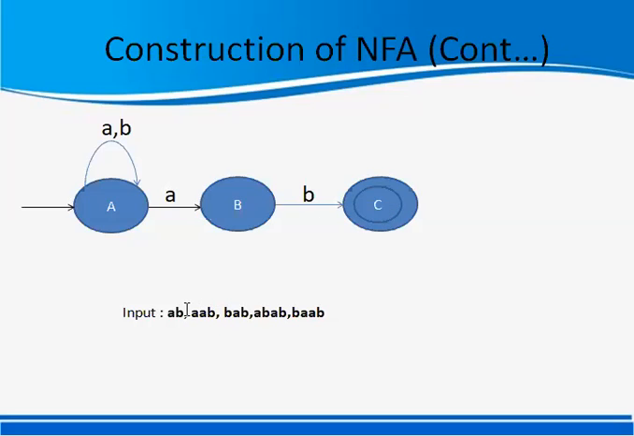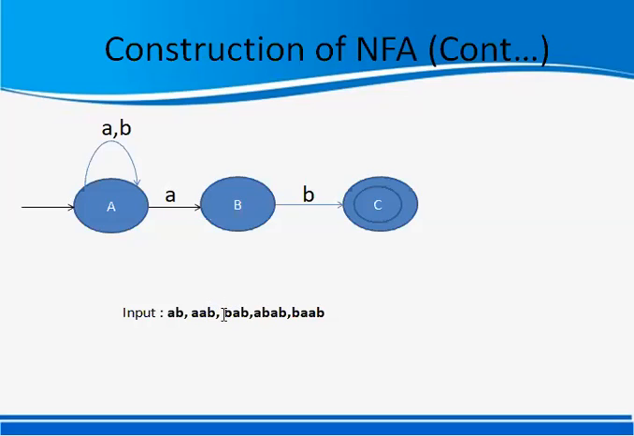Now we can check for the input AAB. Starting from the initial state A on input small a, our next state will be A. Now scanning small a from state A, our next state will be B. Now on scanning small b from state B, our next state will be C, and C is the final state. So the string AAB will be accepted.